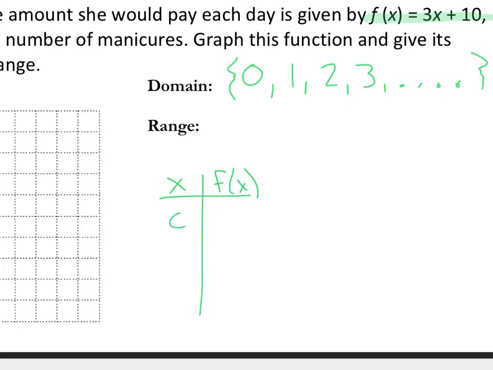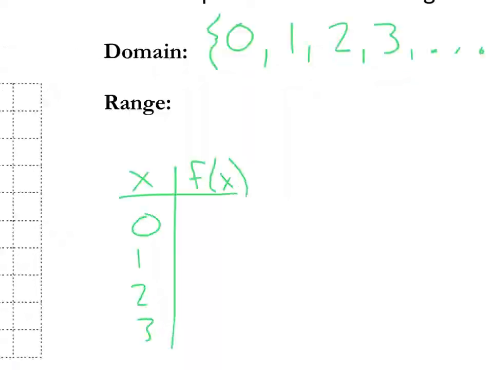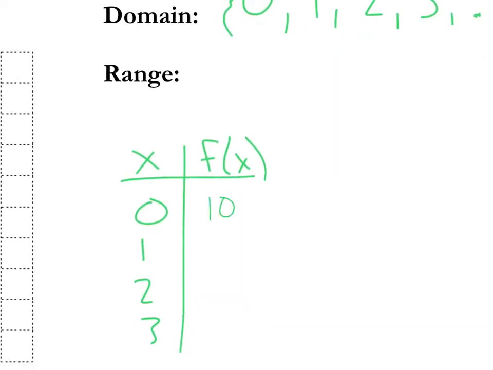So if x is 0, 1, 2, or 3, well, if she does 0 manicures, she still has to pay $10. If she does 1, she has the $10 fee plus $3 for each manicure. So that's 13. If she does 2 manicures, well, that's $6 she's going to have to pay. So 2 times 3 is 6, and add the 10, so that's 16. And then 19 if she does 3 manicures for the same reason.